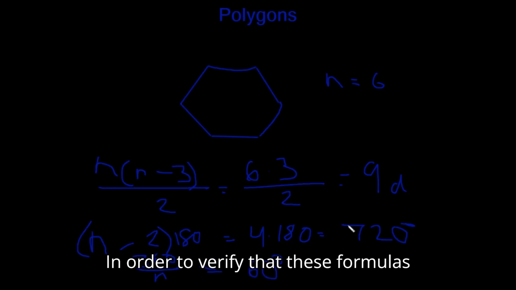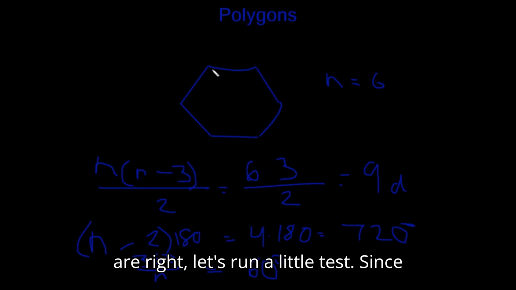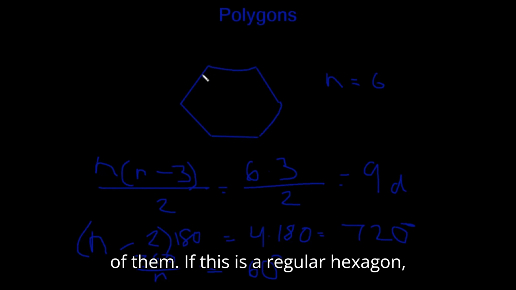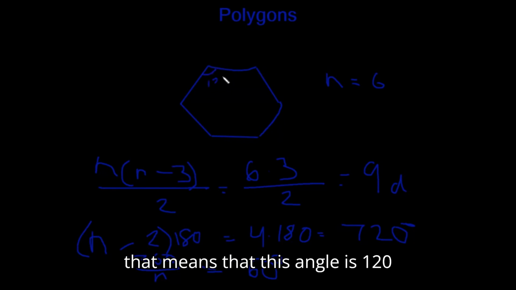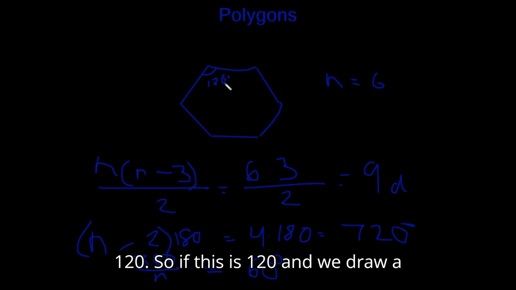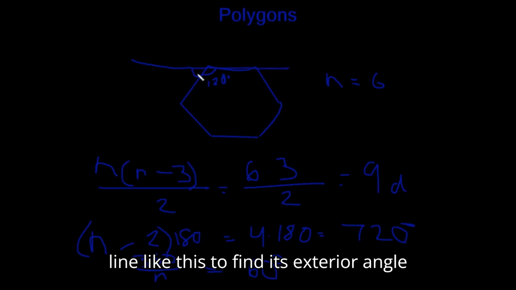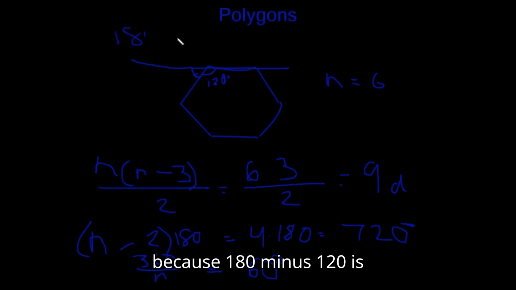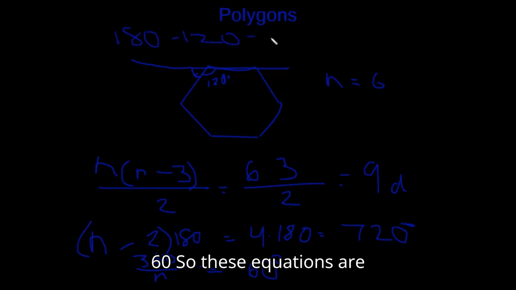In order to verify that these formulas are right, let's run a little test. Since we know that the sum of all these interior angles is 720, and there are 6 of them, if this is a regular hexagon, that means that this angle is 120 degrees, since 720 divided by 6 is 120. So if this is 120, and we draw a line like this to find its exterior angle, this should be 60 degrees. And it is, because 180 minus 120 is 60. So these equations are correct.